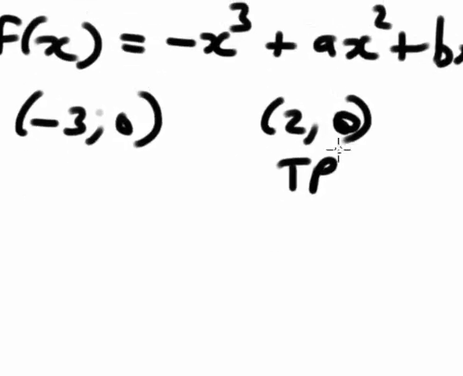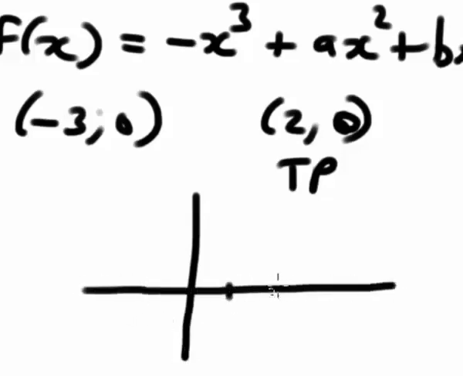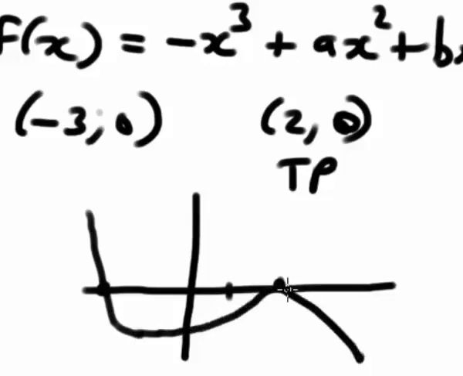Well, if you look at this, a turning point at (2, 0), what would that be? A turning point at (2, 0) is there, and it's cutting at -3, and it's sad. So it's definitely doing something, but it's going to definitely turn at that place there.